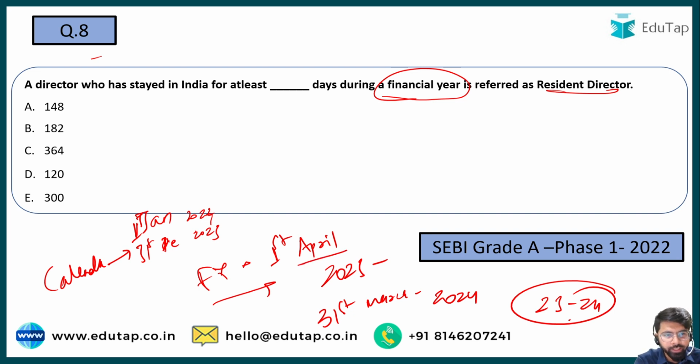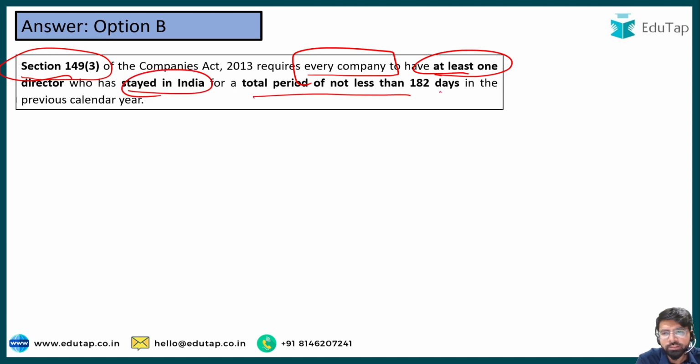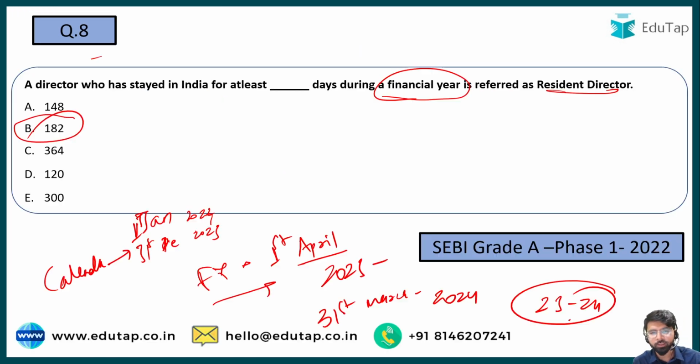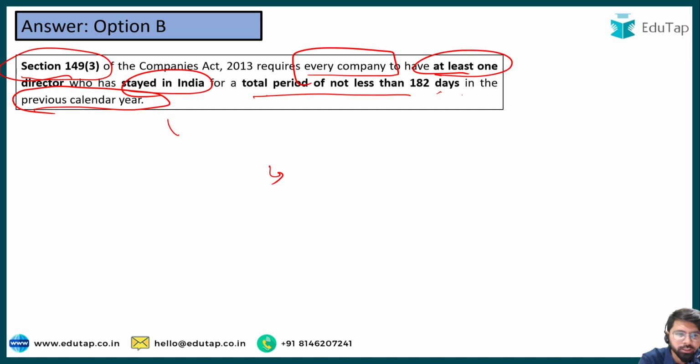So friends, a director who has stayed in India for at least dash days during a financial year is referred to as a resident director. Here the answer is option B, friends, 182. This comes from section 149 clause 3 of the Companies Act, which requires every company to have at least one director who has stayed in India for a total period of not less than 182 days in the previous calendar year. So it mentions previous calendar year, and the question here says during a financial year. There is a certain error in that particular question that was asked in the examination. The Companies Act clearly says it is calendar year. You can look into this aspect in detail, that is section 149 clause 3.